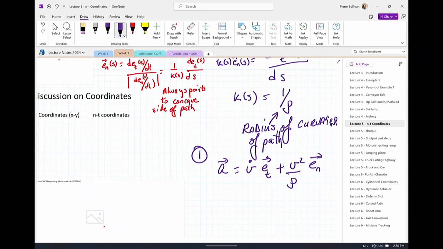Sorry, I'm a bit confused on how we transferred kappa s equals 1 over radius of curvature. Oh, it's just a definition for now. We'll just leave it as a definition. It's easier. I don't really want to go into the geometry.